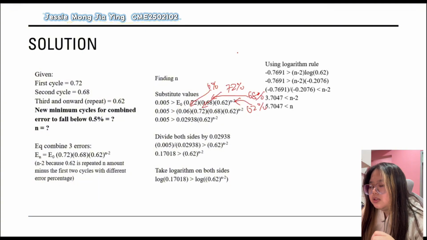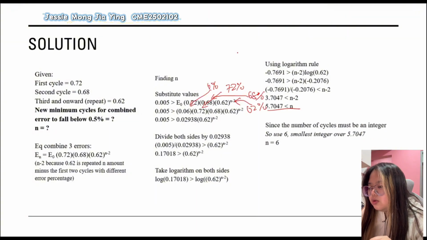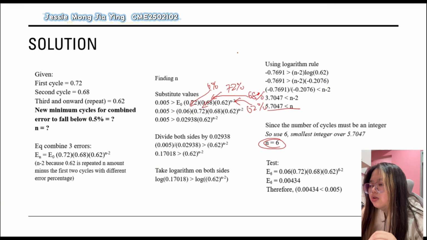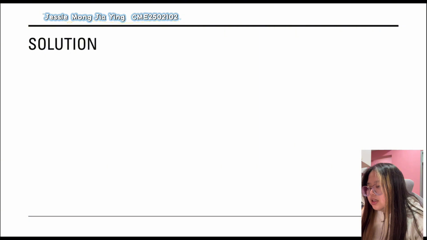After simplification, we get n greater than 5.7047. Because the number of cycles must be a whole number, we take the minimum number of refinement cycles as 6. To verify this result, we sub n equals 6 back into the equation. The final error is 0.00434, which is less than 0.005. Therefore, 6 refinement cycles are required.